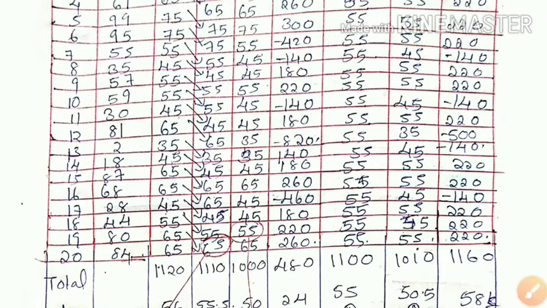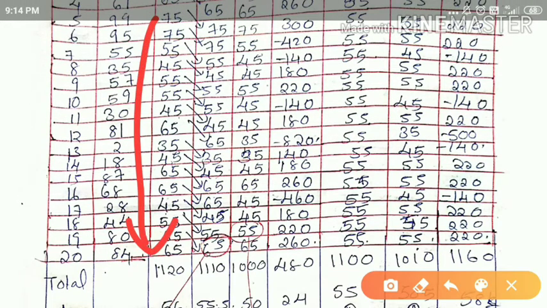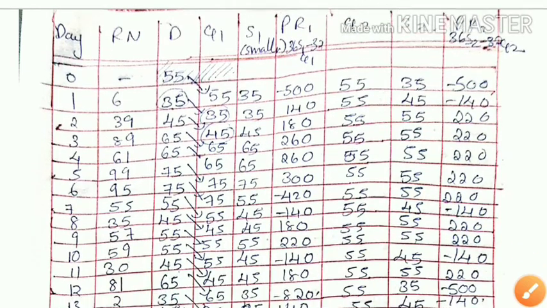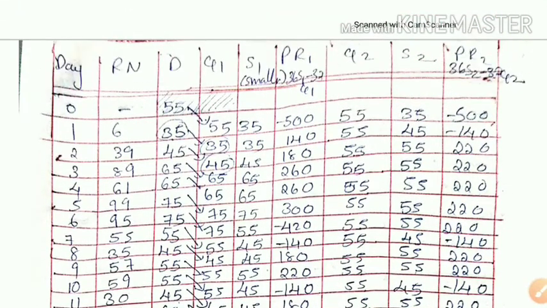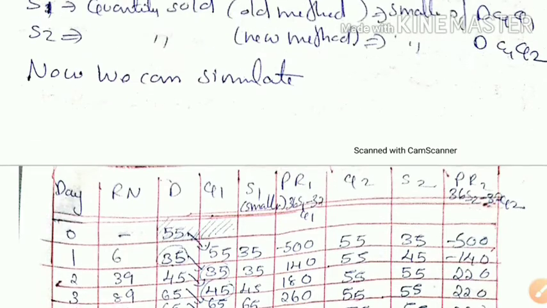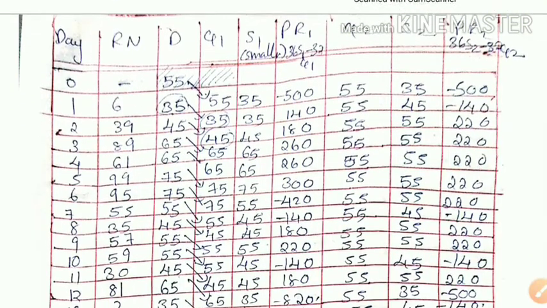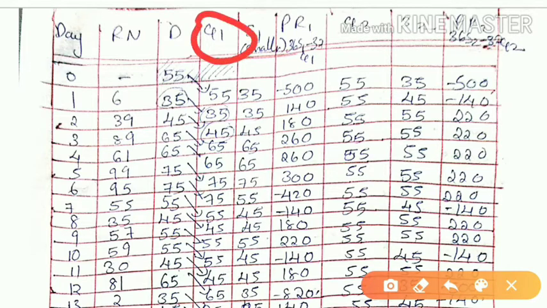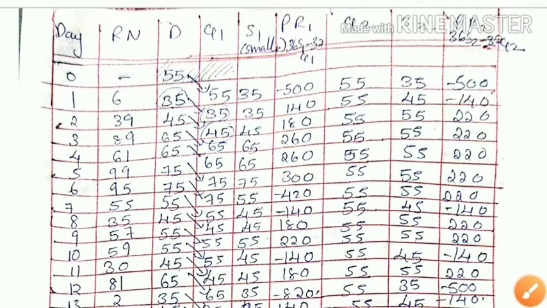Likewise, we have to complete the full column. Now we have to find the quantity ordered. For the first method, quantity ordered Q1 is the demand of the previous day. That is, 55 is the demand of the previous day. For day 1, quantity ordered is 55.